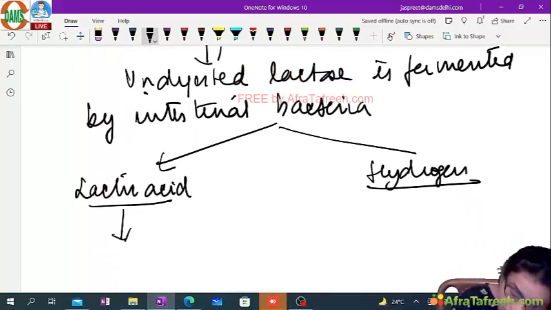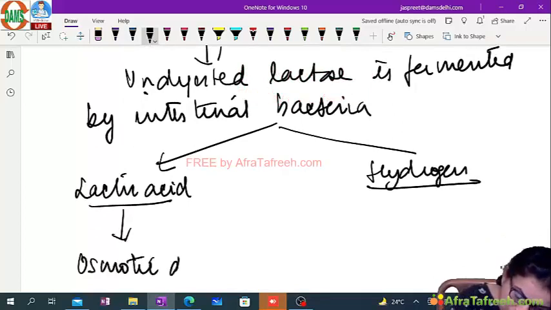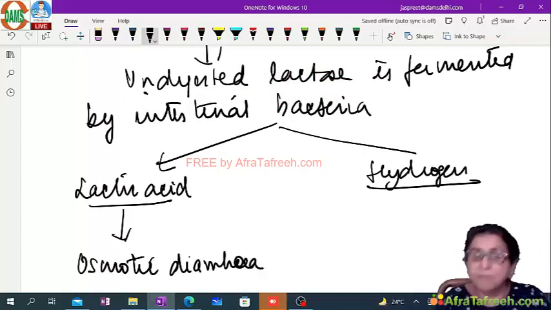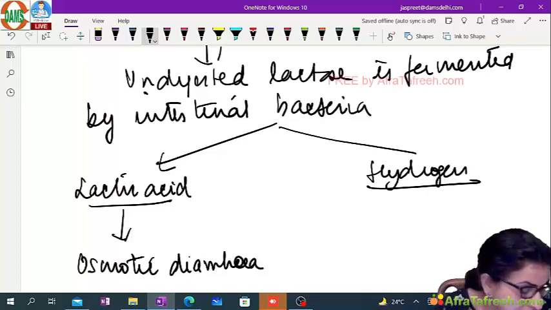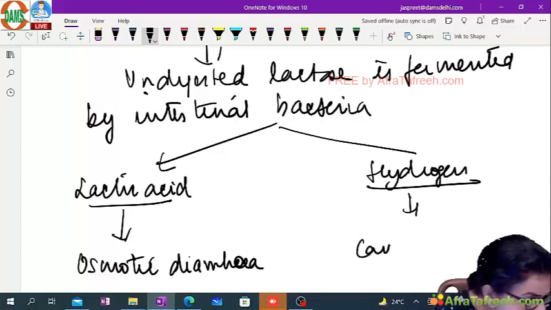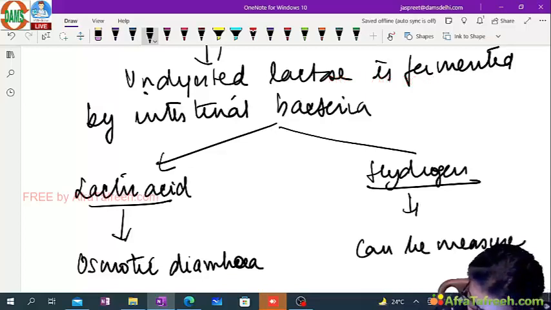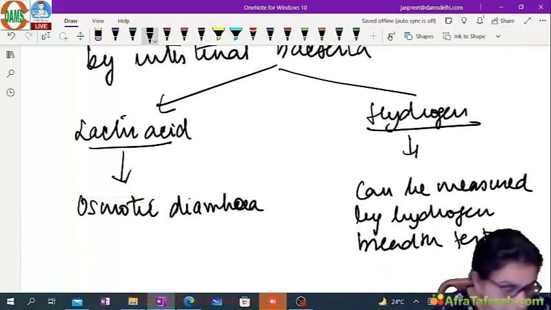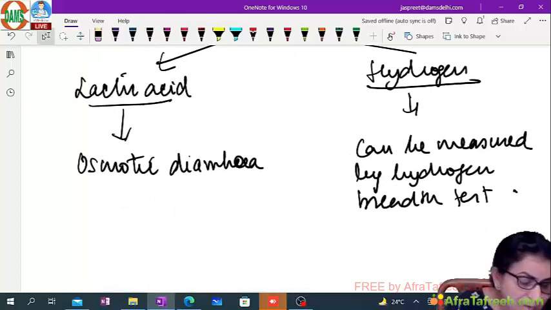Now this lactic acid will cause osmotic diarrhea. So the child will have osmotic diarrhea. And then the hydrogen being generated can be measured by the hydrogen breath test. So that's called the lactose hydrogen breath test.